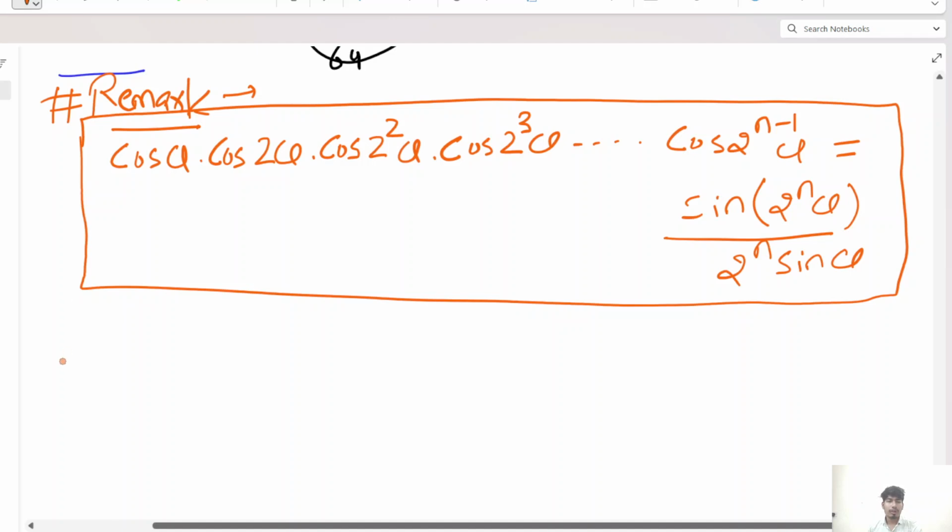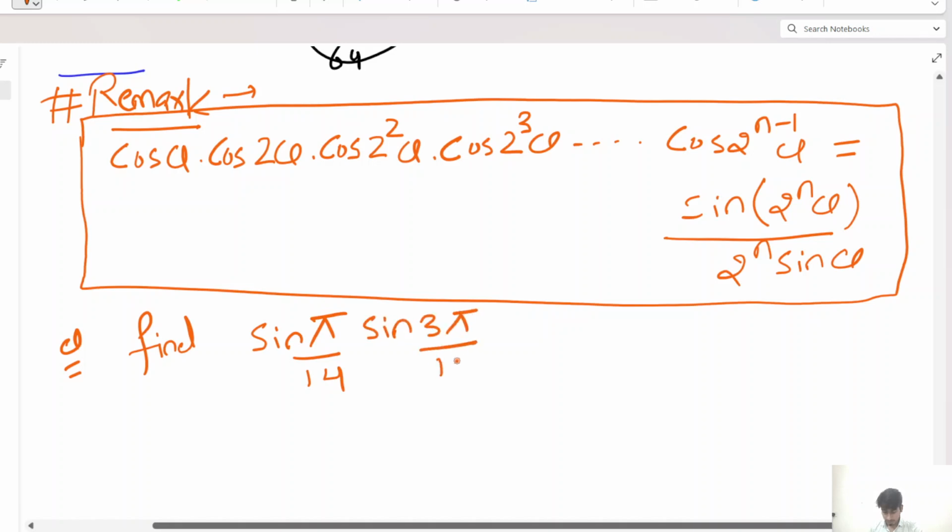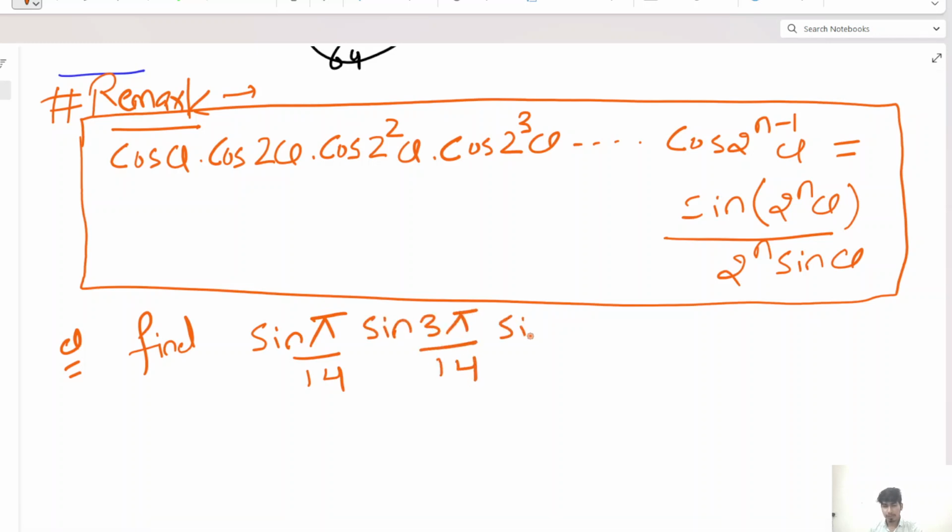Now we do some questions. One question we did in the last class, so we start another question. What is our question? The question is: find the value of sine pi upon 14, sine 3 pi upon 14, and sine 5 pi upon 14.